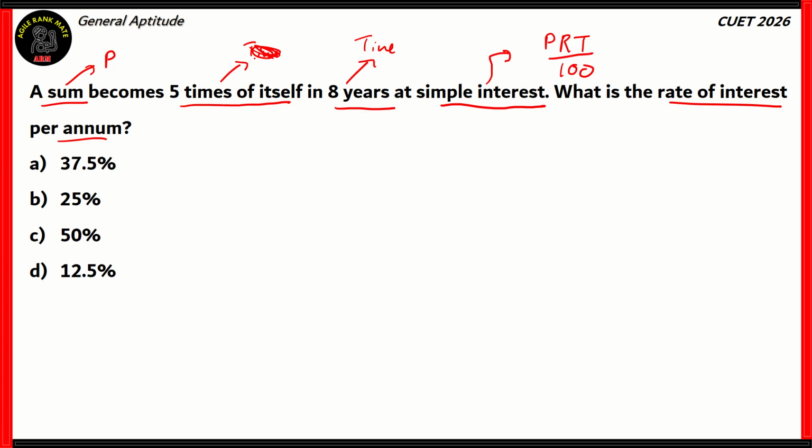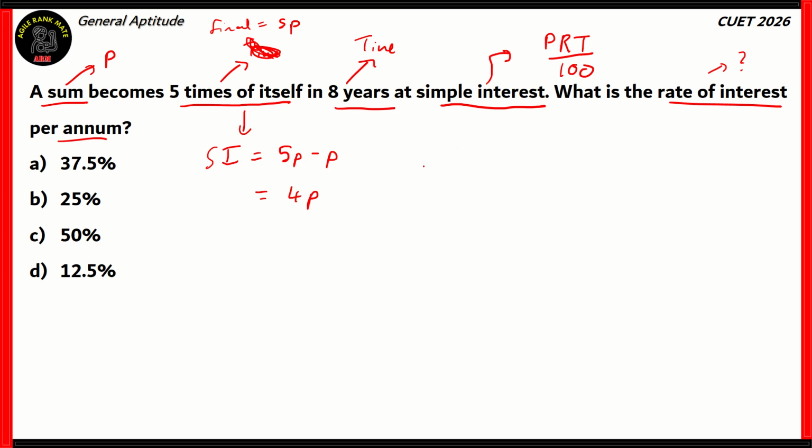Now we know that the sum becomes 5 times of itself. So the final value is 5P. So principal plus interest equals 5P. Now that means we can calculate the simple interest as the final value minus the initial value, because it is simple interest and not compounding interest. So the value of simple interest is 5P minus P, which is equal to 4P. So the interest value is 4P. So what we need to find is R. R is the quantity that we need to find.